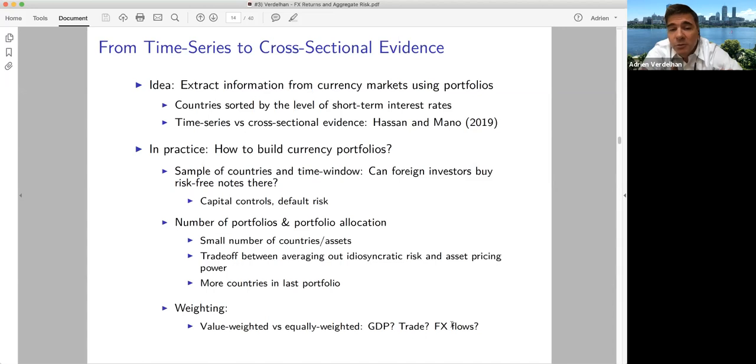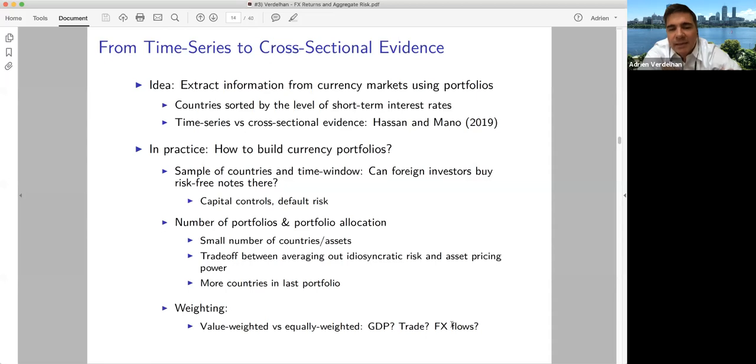Now, what did we do? Well, at first, I'm going to show you different phases of our work, but we started with the largest data set we could build, looking at many, many countries, taking into account capital controls, default risk, and trying to, in some sense, build as many portfolios as possible. And then I'll show you that this was really very difficult, and there's maybe a much easier way to do this.